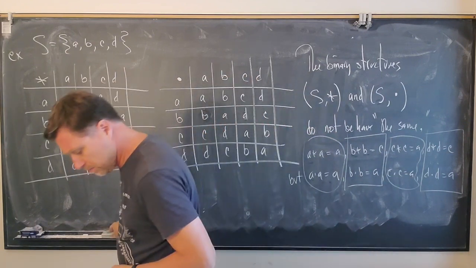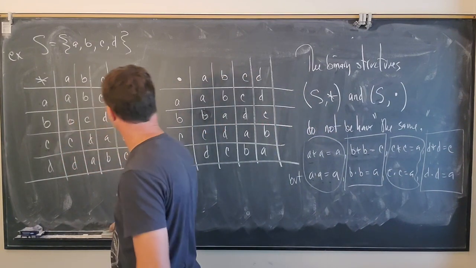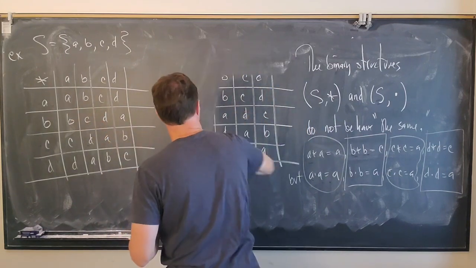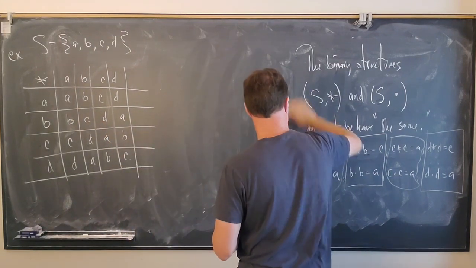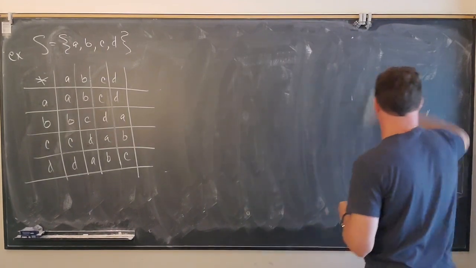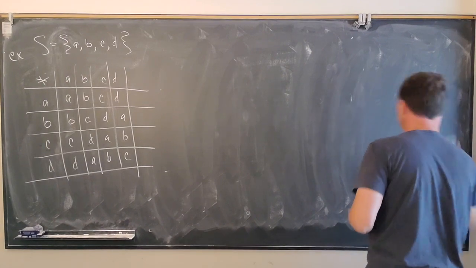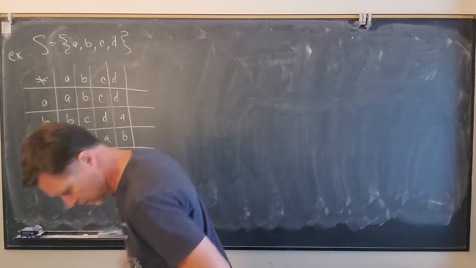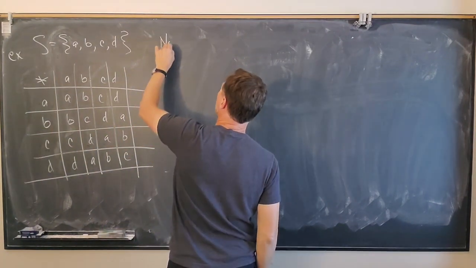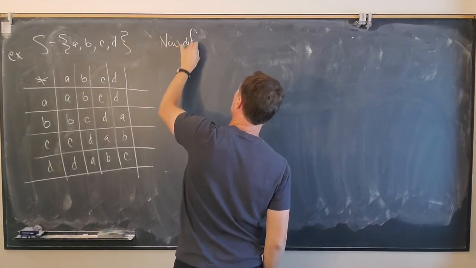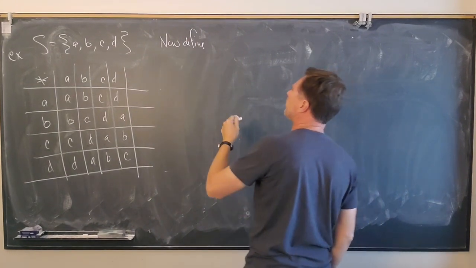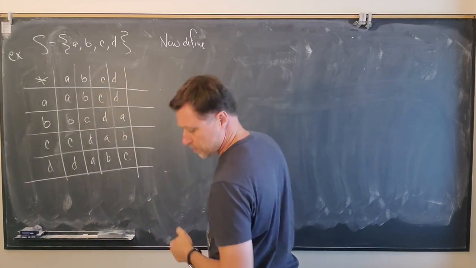And so now I want to leave this one up, the star one, and I would like to look at another binary structure. So let's define, and I'm essentially still working within the same example. So now let's define a binary operation.